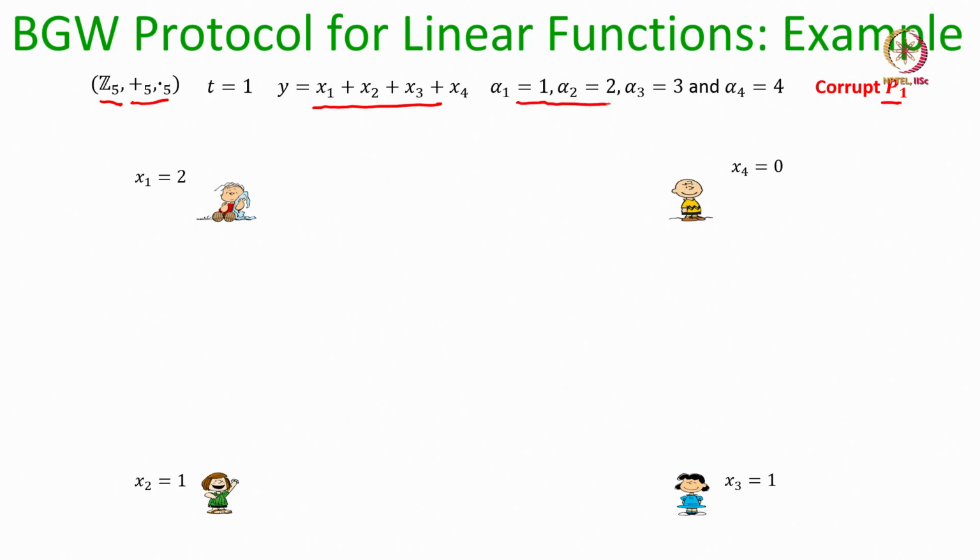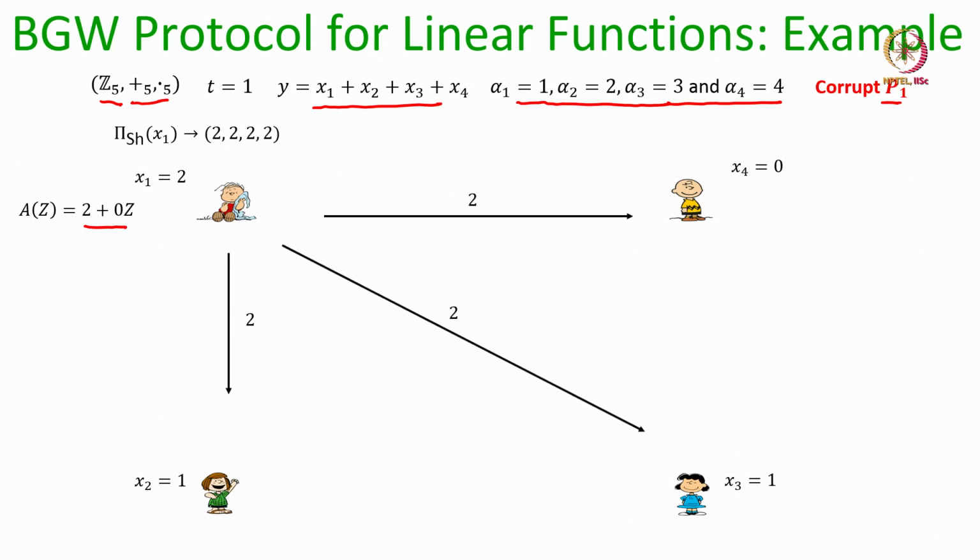We fix the evaluation points which are going to be used during the instances of the VSS to be 1, 2, 3 and 4 for P1, P2, P3, P4 respectively. Now, suppose the inputs of the parties are 2, 1, 0 and 2 respectively. During the input stage, suppose the sharing polynomial through which x1 is shared is A, which is 2 plus 0z, and at the end of the sharing phase of the VSS scheme, the shares for the parties are 2, 2, 2 and 2 respectively.